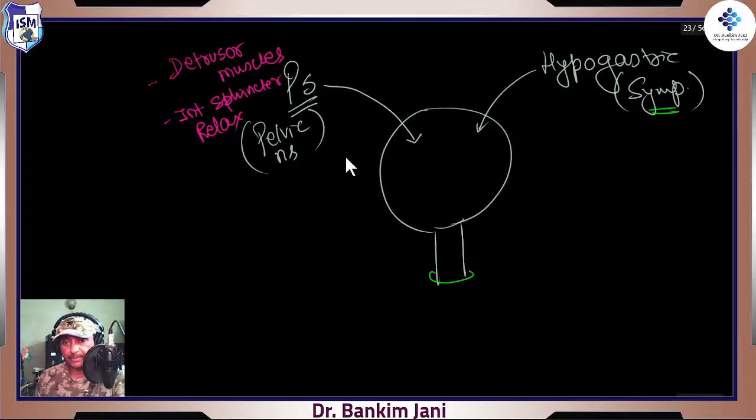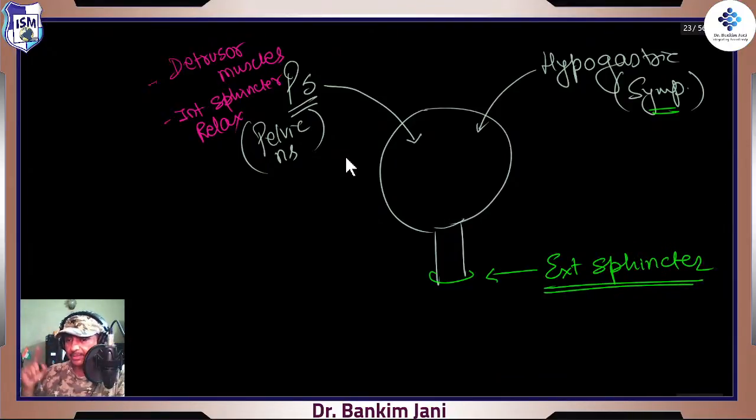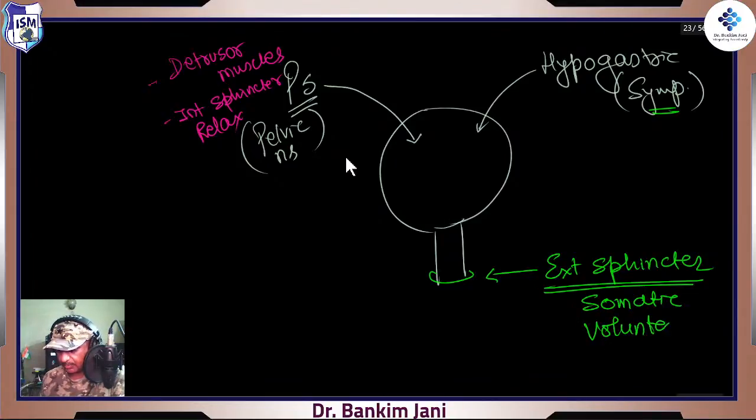Over here, this is the external sphincter. Straight away the external sphincter, we are not right now talking about the internal sphincter. This external sphincter is somatic. Its supply is somatic. Somatic means this is under voluntary control.